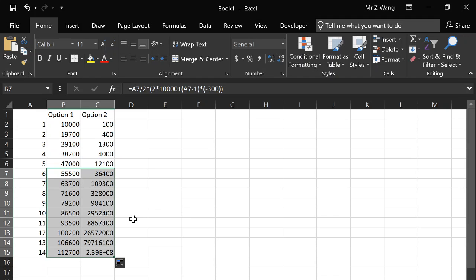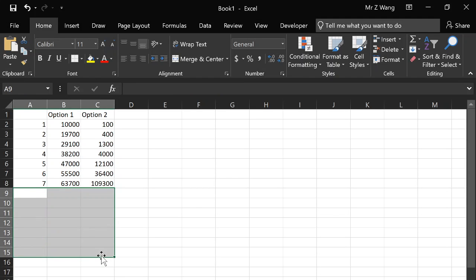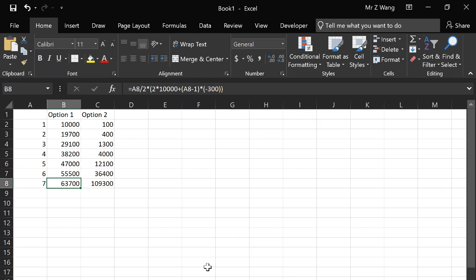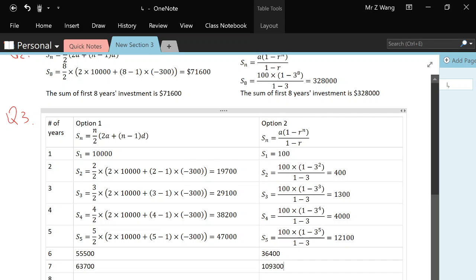Okay, so you will say you only have to go up to year 7. How do I know that? Let me copy down the value, and then you will see 63,700, and this is 109,300. Okay, now why do I stop here? You see the sum.